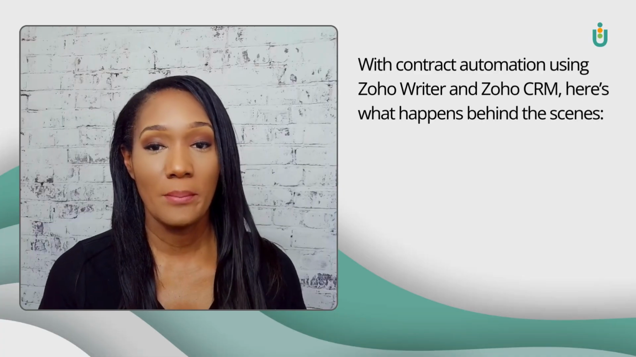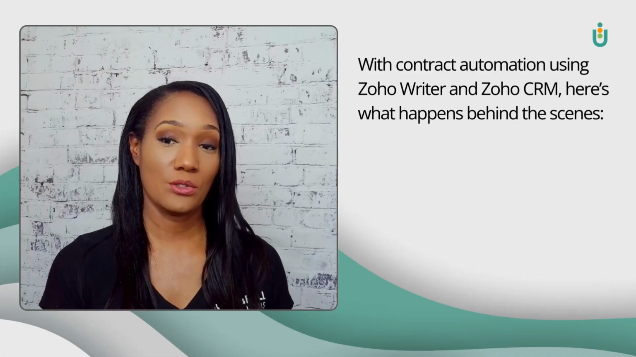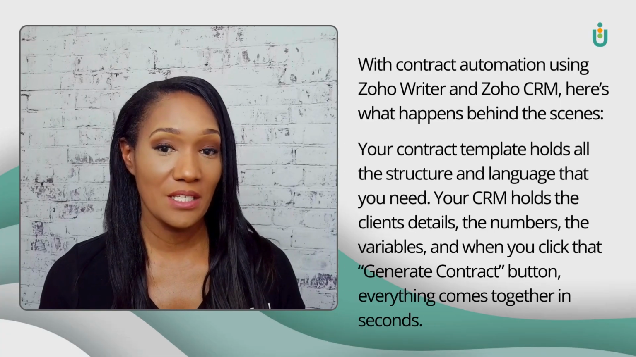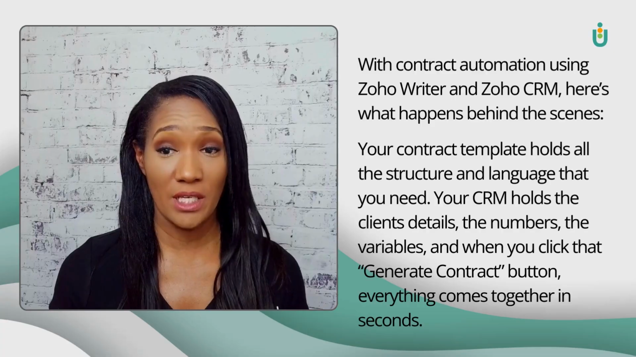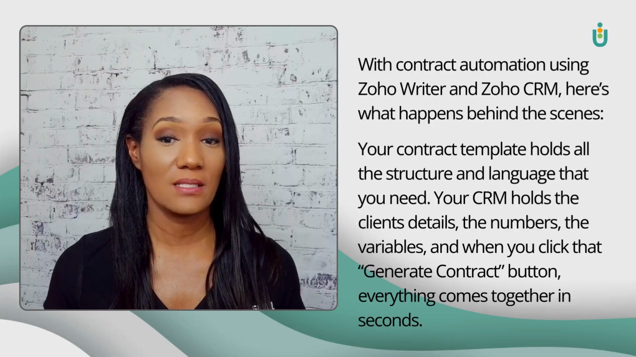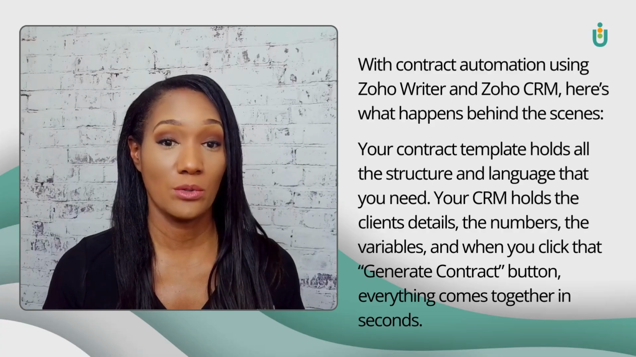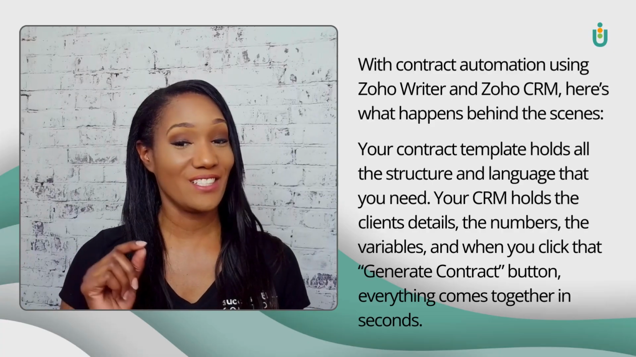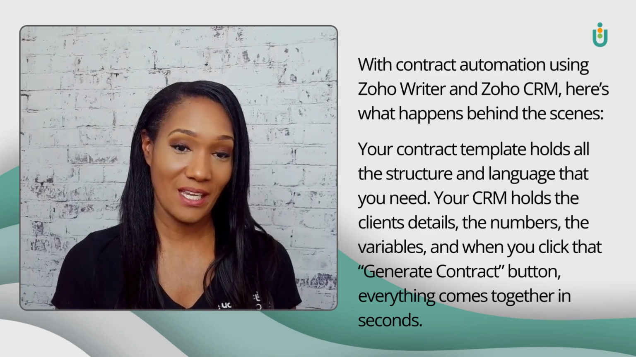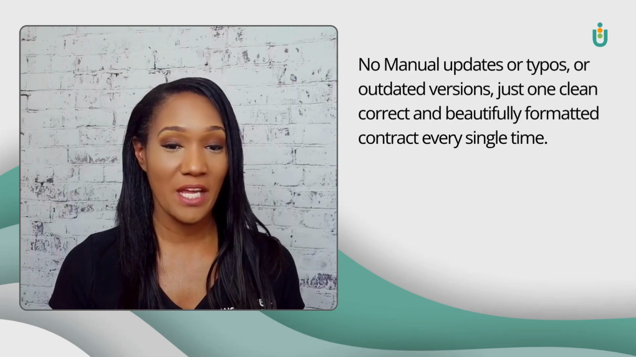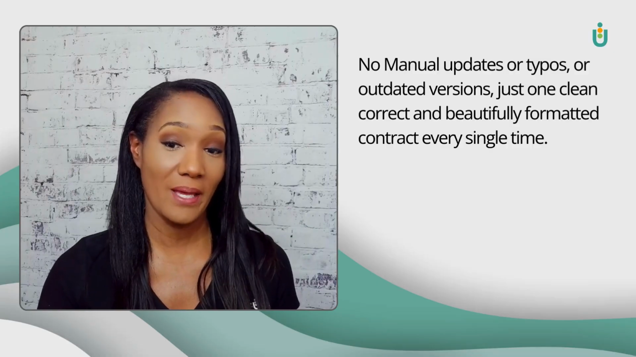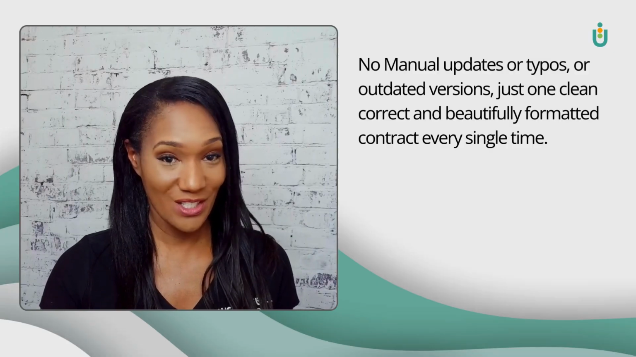All right, let's talk about the beauty of contract automation. With contract automation using Zoho Writer and Zoho CRM, here's what happens behind the scenes. Your contract template holds all the structure and language that you need. Okay, your CRM holds the client's details, the numbers, the variables. And when you click that generate contract button, everything comes together in seconds. No manual updates or typos or outdated versions, just one clean, correct, and beautifully formatted contract every single time.